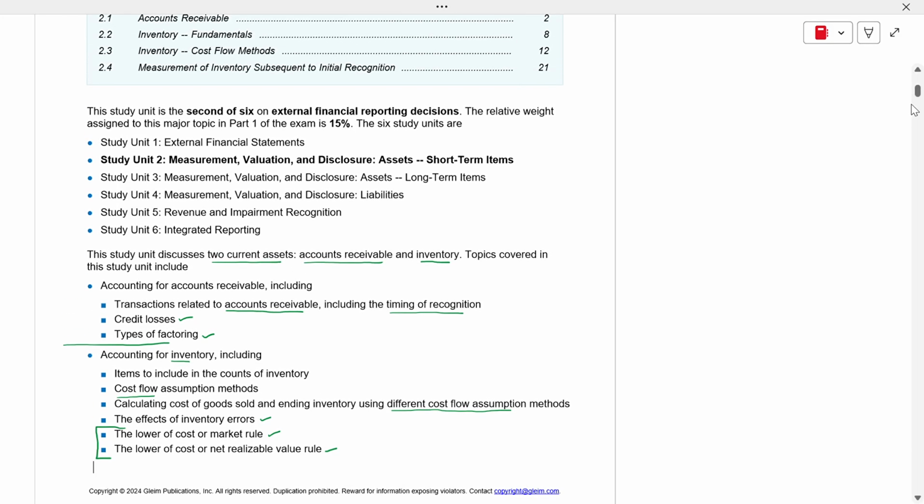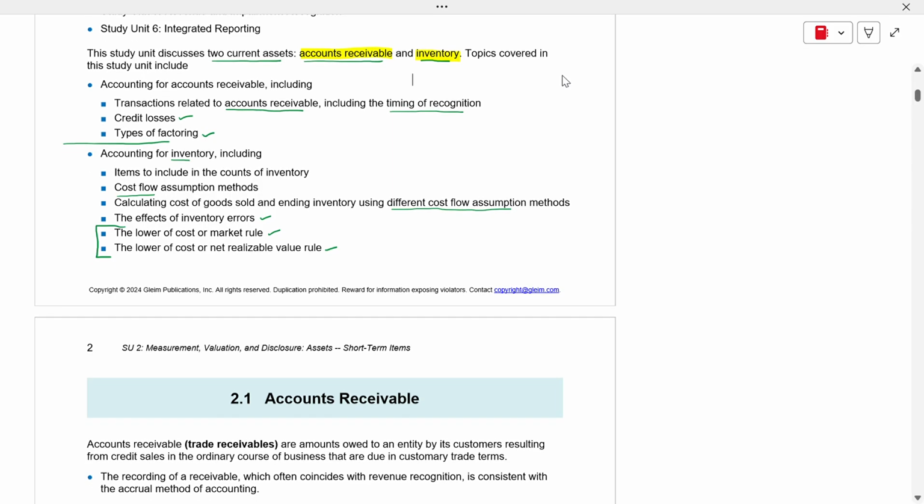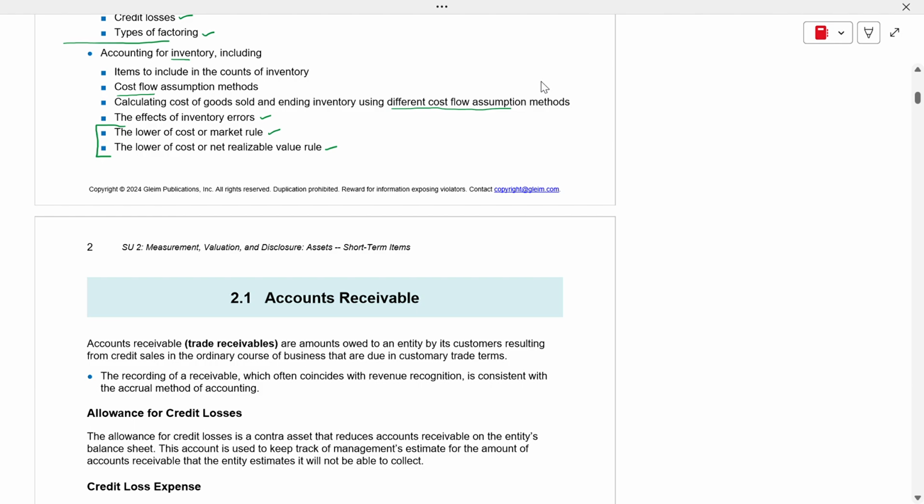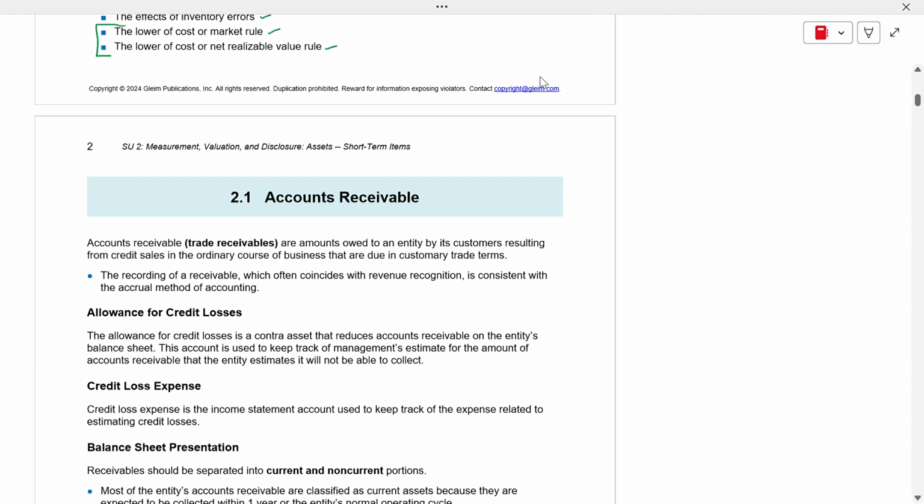Basically two things we are going to cover here: accounts receivables and inventory, in detail. Detail means you can put it as specific as possible. I am not saying that you don't know, you know the things, but I'm just refreshing it.